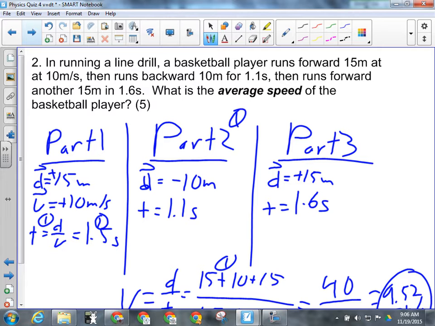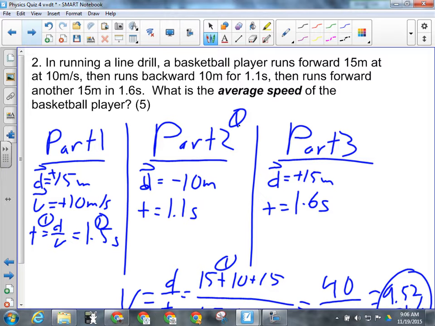For number 2, all we have to do is find the average speed. To get average speed, I need what two things? Total distance and total time. And speed is vector or scalar? Scalar, so direction doesn't matter. This whole forward, backward thing is completely meaningless.